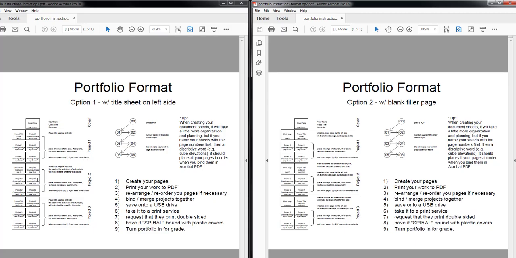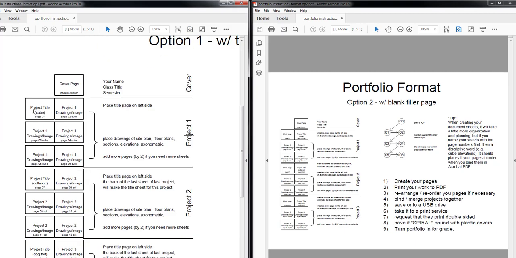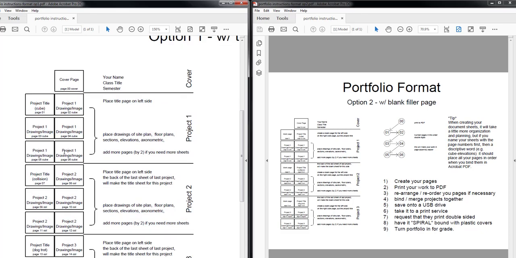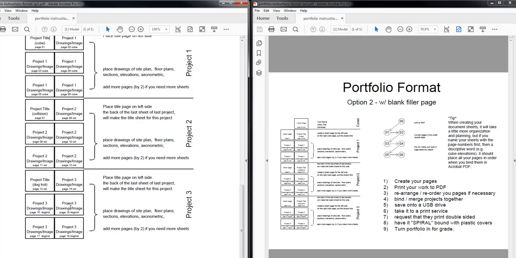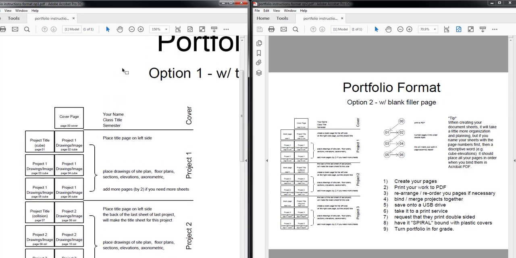In option 1, you start off with your cover, then project title. From there you do your drawings, right? And then once you're finished from project 1, you can go to project 2, title page. So there's an option for your portfolio.